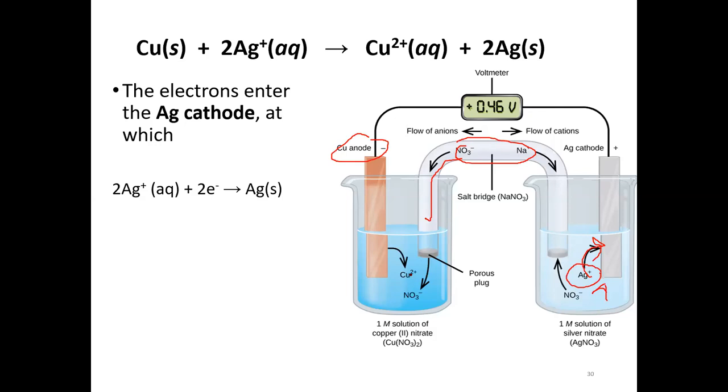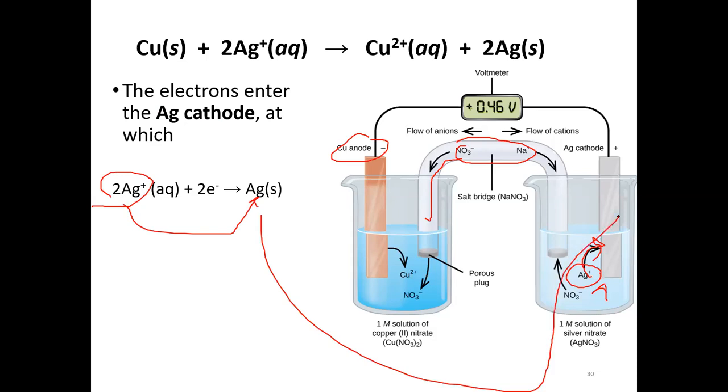Okay, the ratio remains the same because we want the concentration to be the same in both the chambers that you're looking at here: the chamber on the left hand side and the chamber on the right hand side. So the electrons enter the silver cathode, and when the silver goes from its ionic state to solid, it starts depositing onto the plate here.